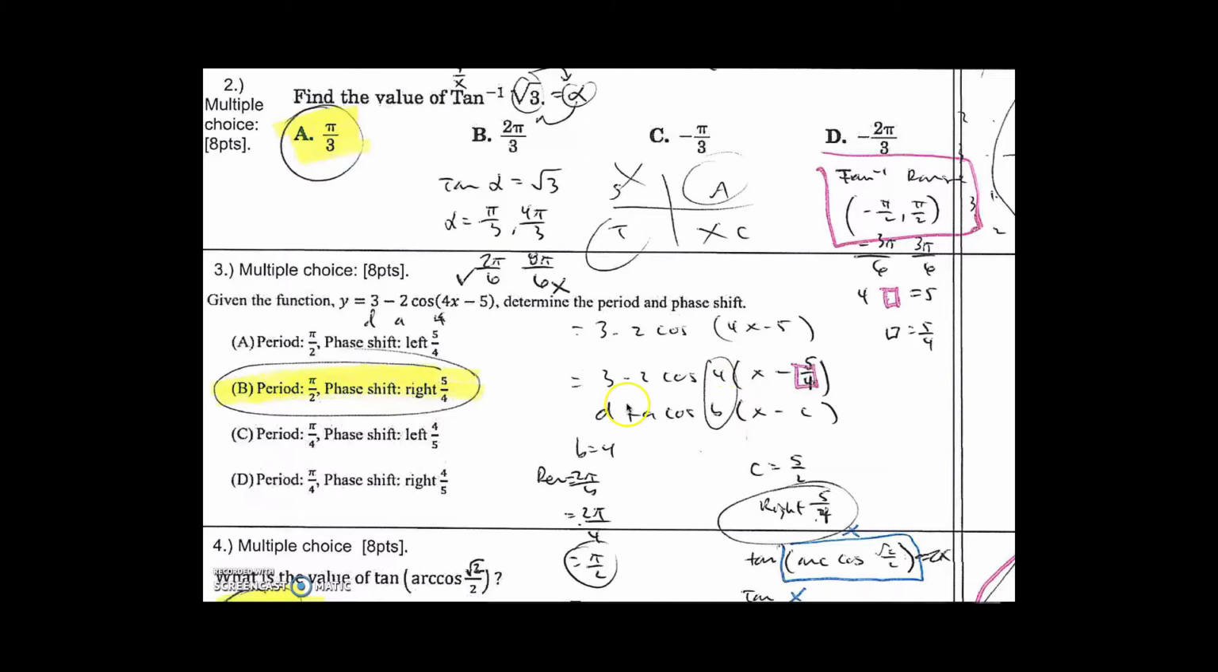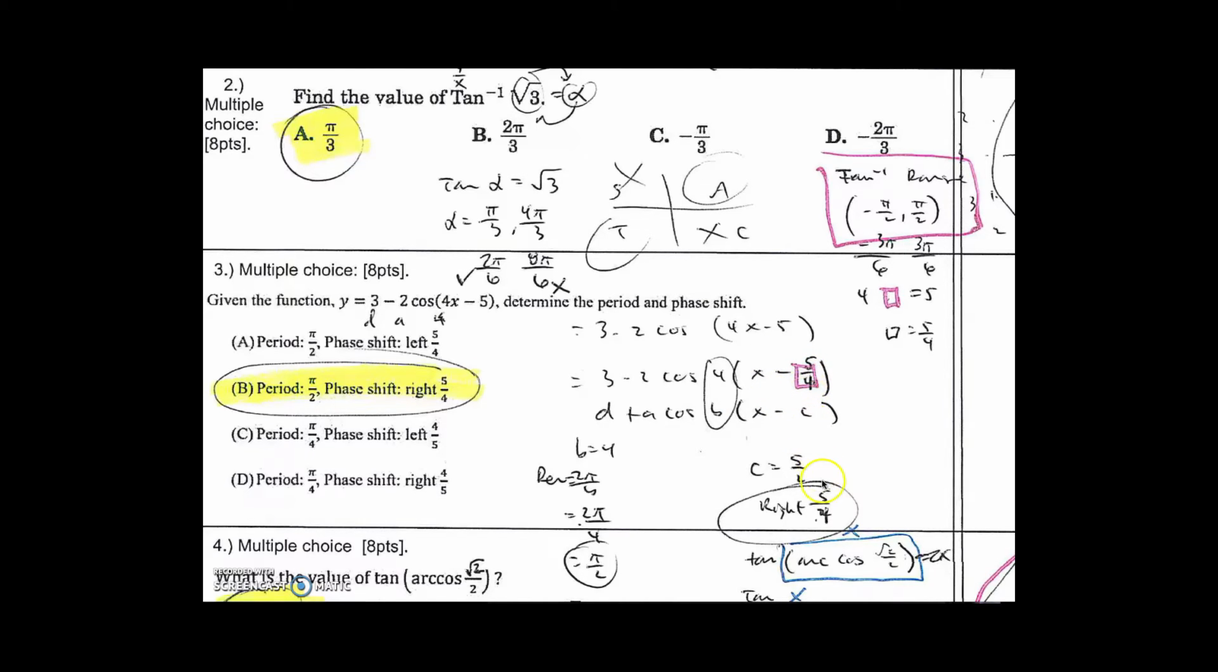So my b value is 4, and you have cosine, period is 2 pi over b, so 2 pi over 4, which reduces to pi over 2. That eliminates choices C and D. Now I need to pick between A and B. If you write the letters below, you'll see that parentheses is the same, x is the same, minus sign is the same, C value is different.